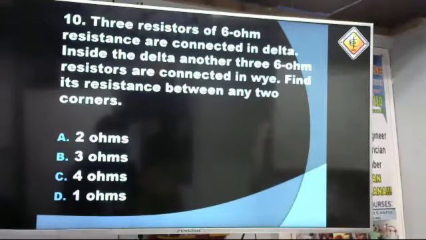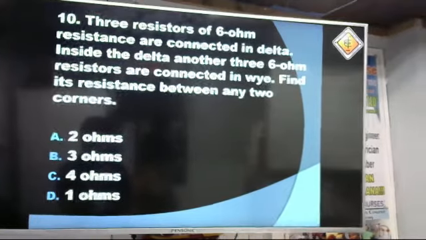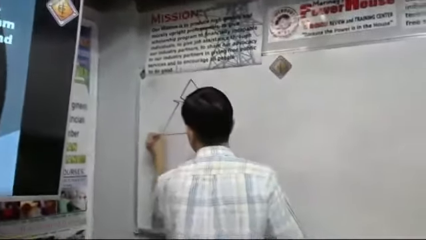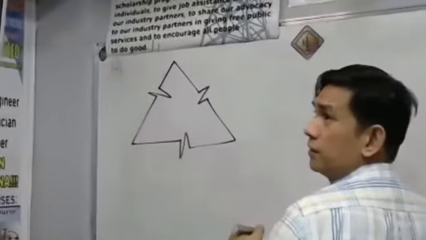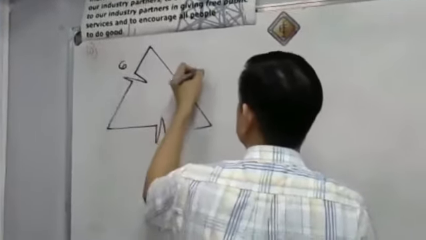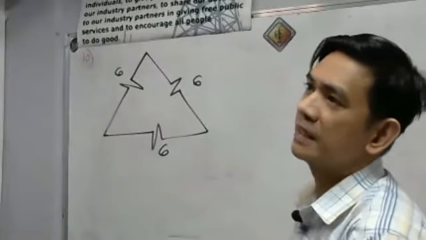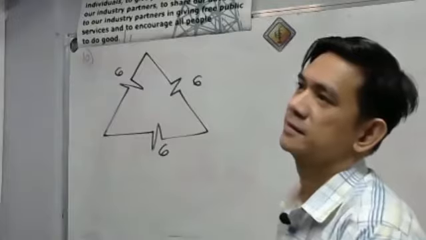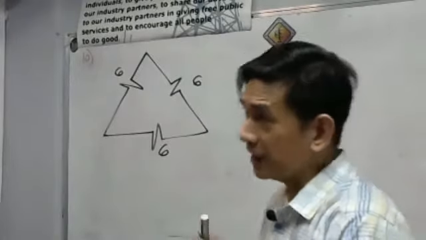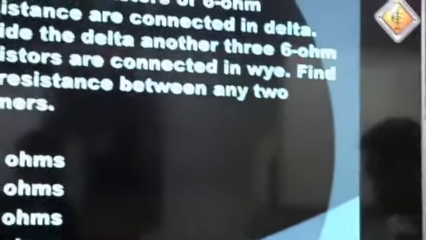Okay, let's go with number 10 problem. Three resistors of 6 ohm resistances are connected in delta. So, we have 3 resistors in delta. Okay. So, this is 6, 6, and 6. Inside the delta, another 3 6 ohm resistors are connected in Y.